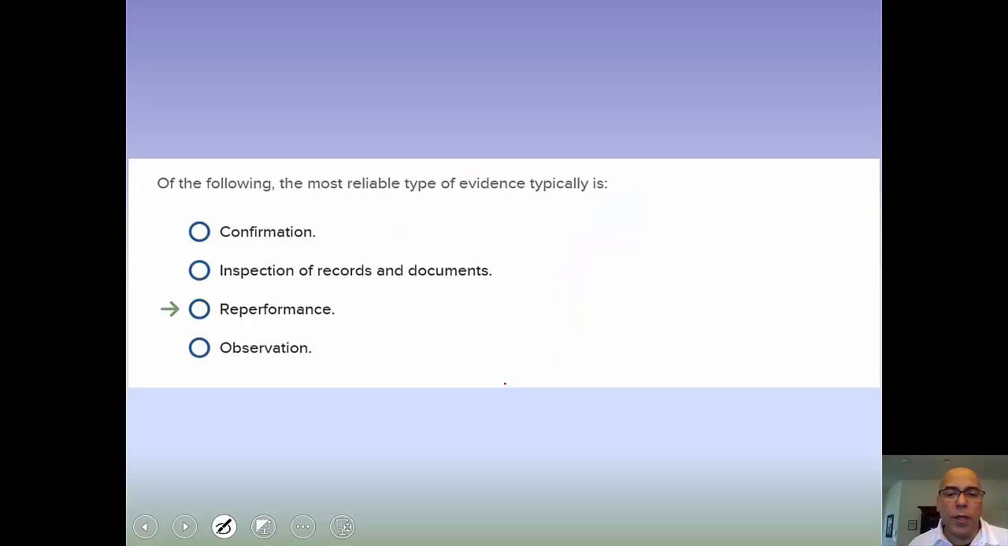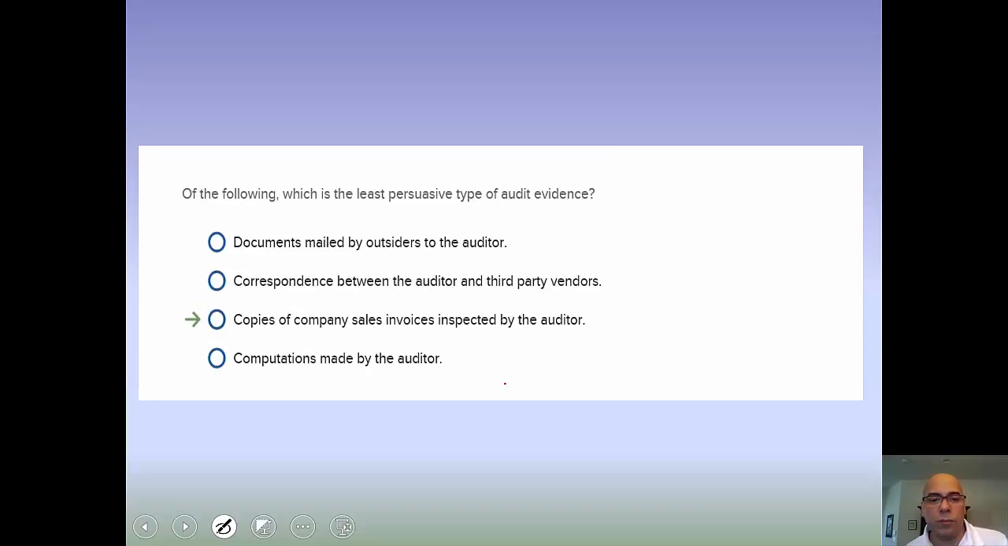Okay, so most reliable, reperformance, that's falling in the category of auditor direct personal knowledge. Confirmation, I'm thinking, is second on this list because it is external evidence, but again, auditor's direct personal knowledge would trump that. Observation, inspection, better than inquiry, but certainly lower than a reperformance.